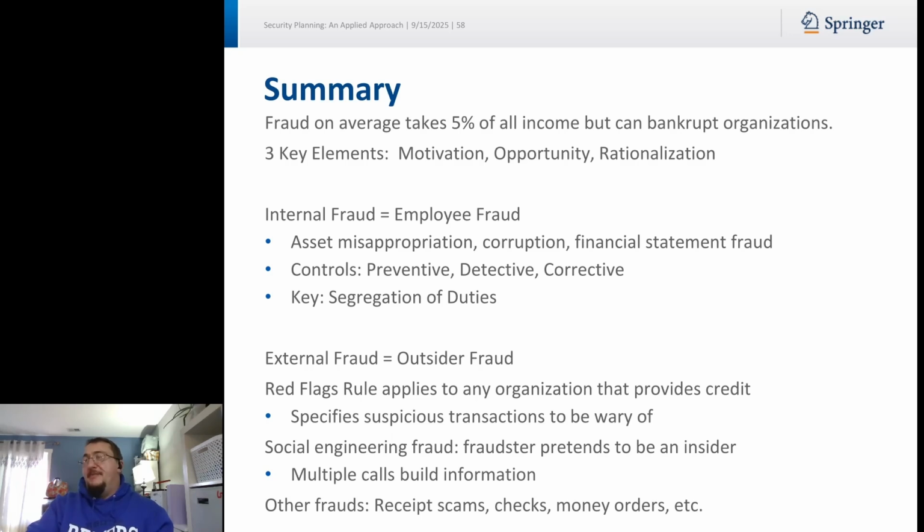So basically, like I said, about 5%. The key elements are motivation, opportunity, and rationalization. Internal fraud, generally by employees. External fraud, generally by outsiders.